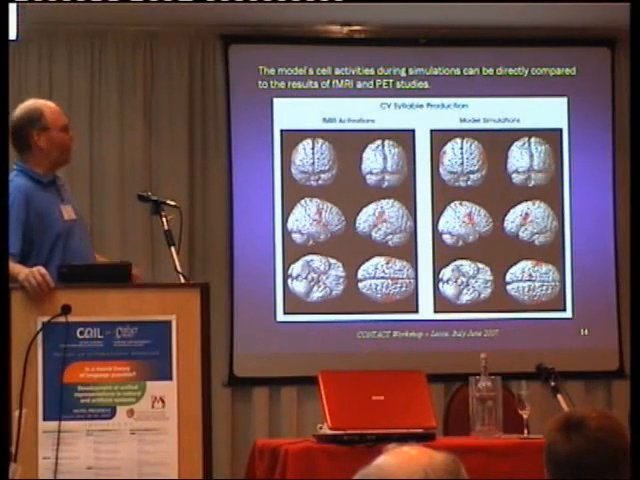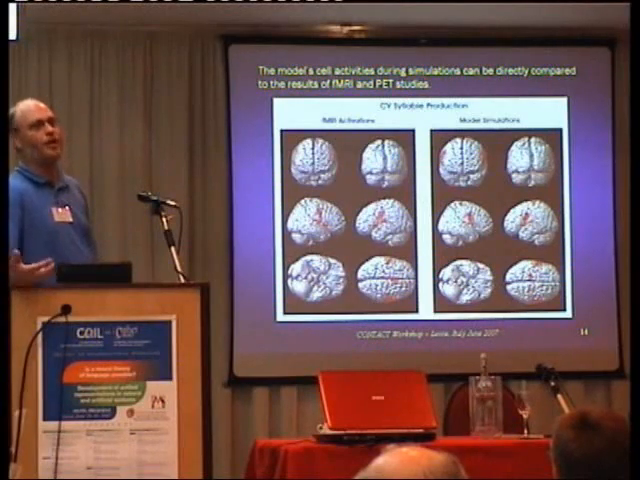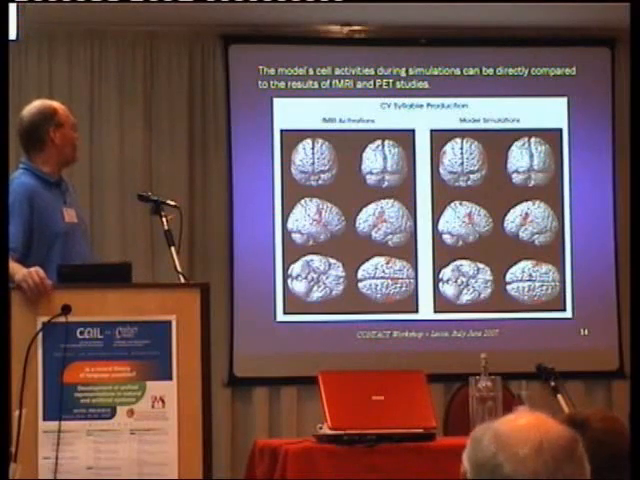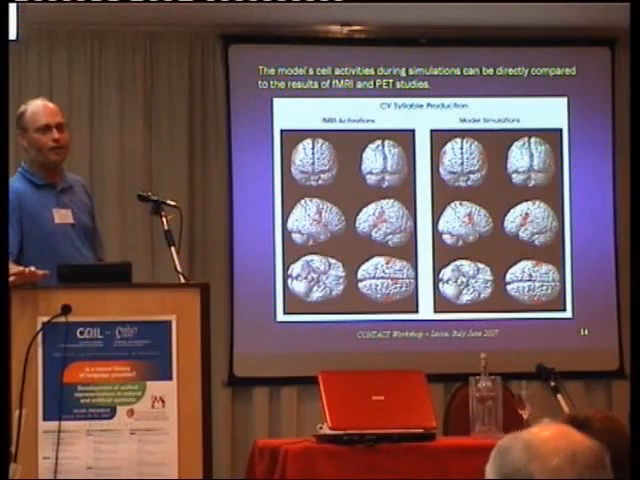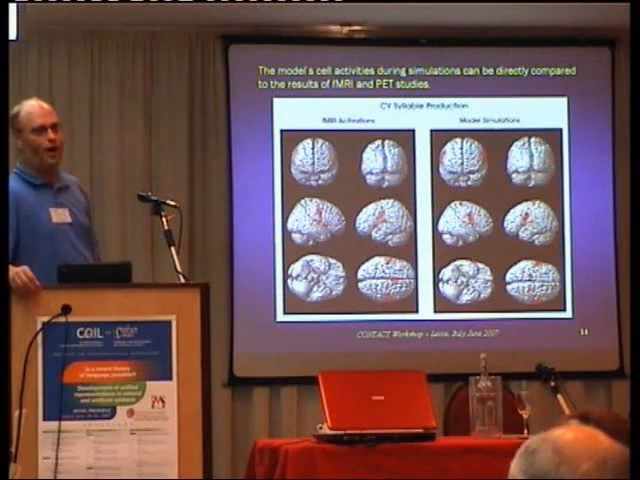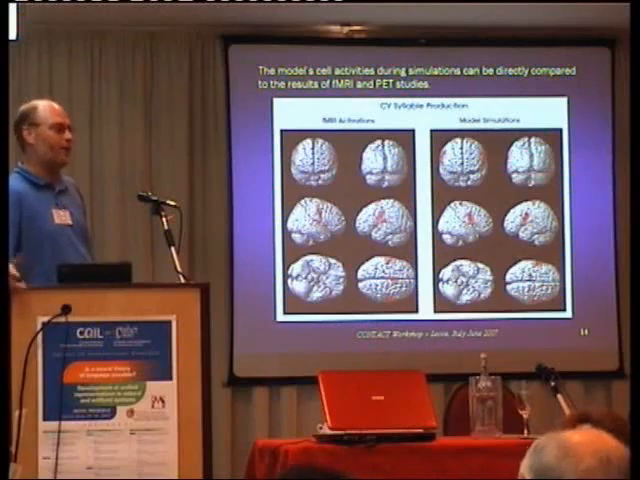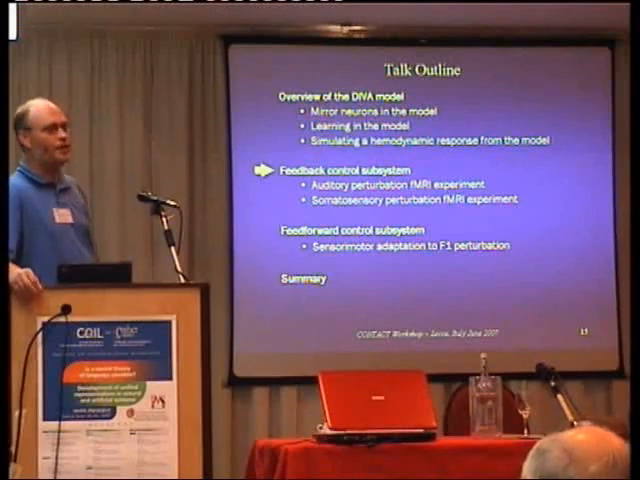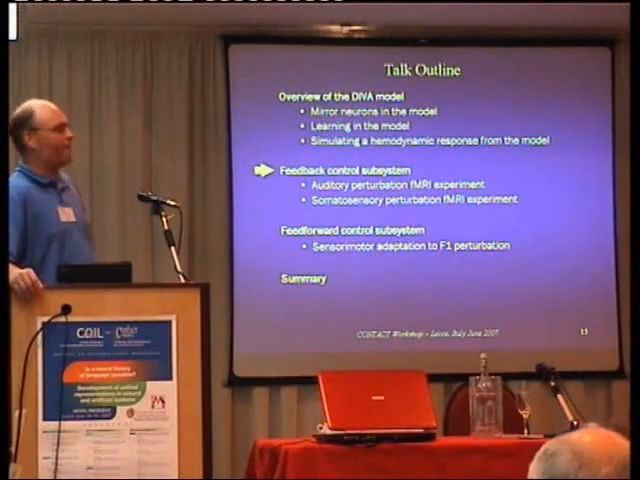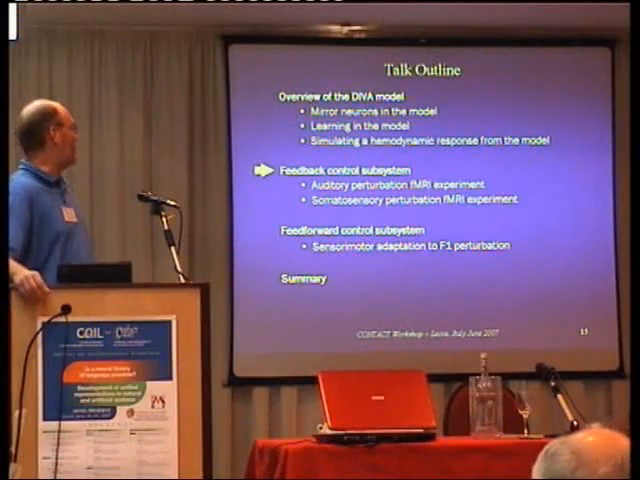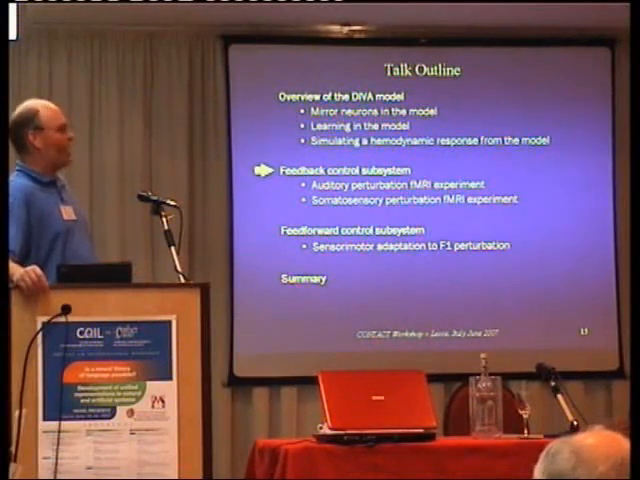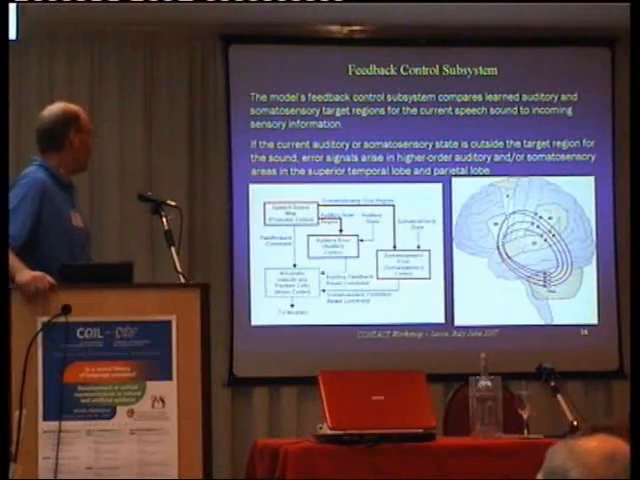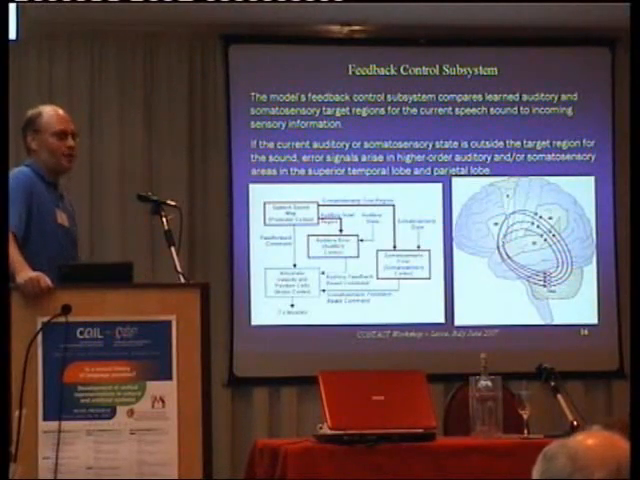Now, this slide with the good correspondence isn't particularly surprising at this point because we used many of the existing fMRI studies to determine where the components were in the first place. What's far more interesting is, can we make some predictions based on the model that have not been shown in existing fMRI studies, and then test those predictions in fMRI? And I'll talk about two key studies that we've done in this domain, and these have to do with the feedback control subsystem. In particular, we did an auditory perturbation fMRI experiment, which Joe very briefly alluded to, and we did a somatosensory perturbation fMRI experiment, and now I'll go through and describe the motivation for these experiments and the results. Well, let's go back to the model's feedback control system.